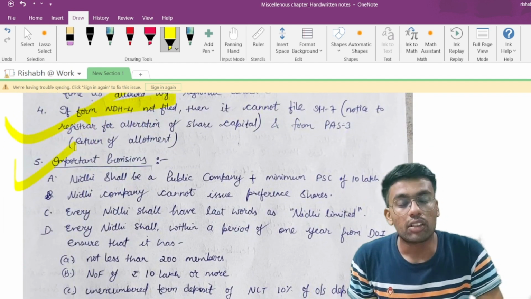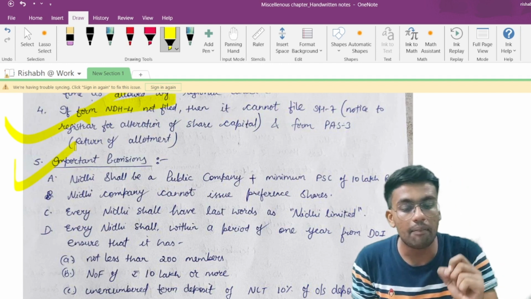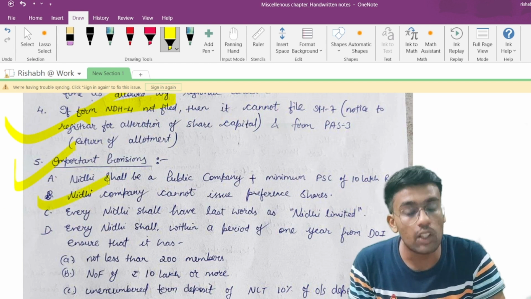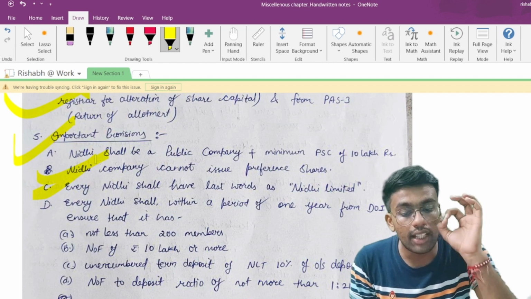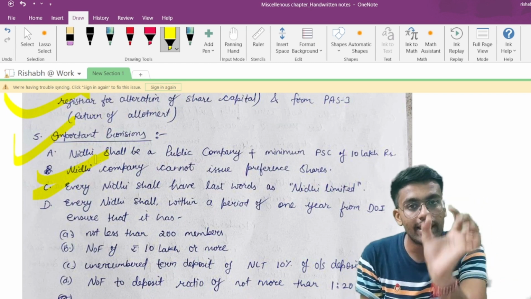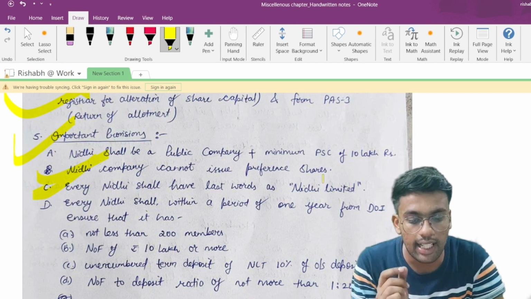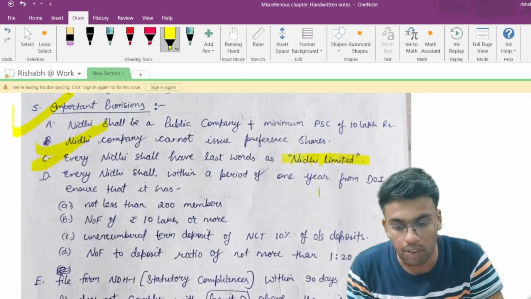Now, point number 5 talks about the important provisions with respect to Nidhi. A Nidhi Company shall be a public company with a minimum paid up share capital of how much? 10 lakh rupees. A Nidhi Company cannot issue preference shares. Every Nidhi shall have the last words as Nidhi Limited. That means any Nidhi Company should have the words Nidhi Limited at the end of its name. So this is a very important provision.